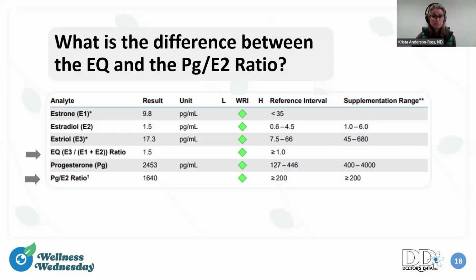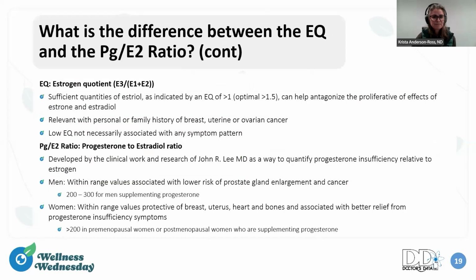We want it to be above 1. The PGE2 ratio provides information to help address progesterone insufficiency, which is valuable for protecting breast, heart, and bones in women and for prostate health in men.